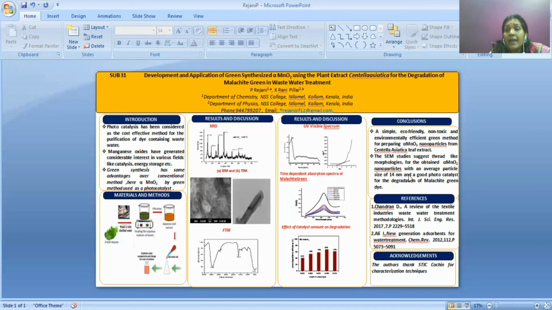Finally, I conclude that we have prepared alpha MnO2 nanoparticles by a very simple, eco-friendly, non-toxic green synthetic method. The studies suggested needle-like morphologies for the obtained alpha MnO2 nanoparticles, and from the XRD we get an average particle size of 14 nanometer. It is used as a very good catalyst for the degradation of malachite green.